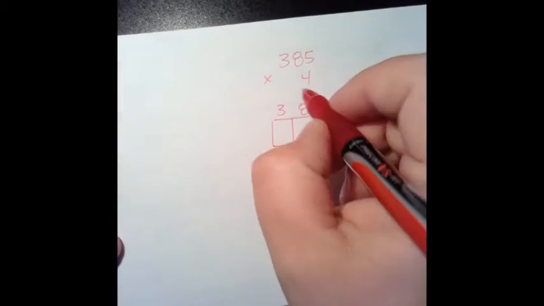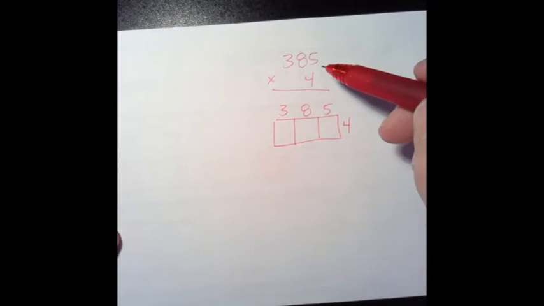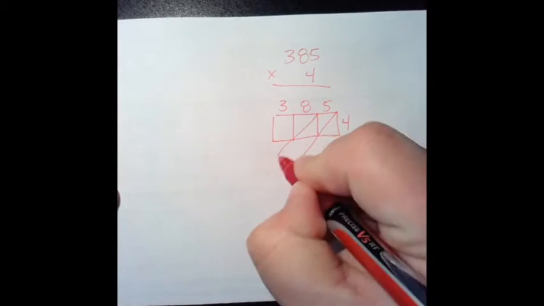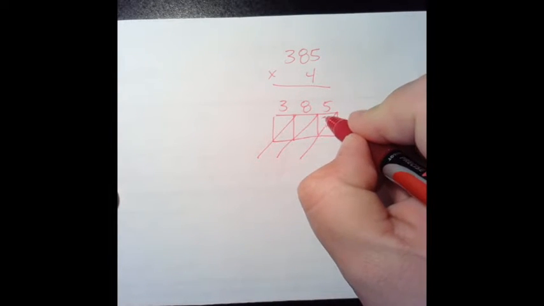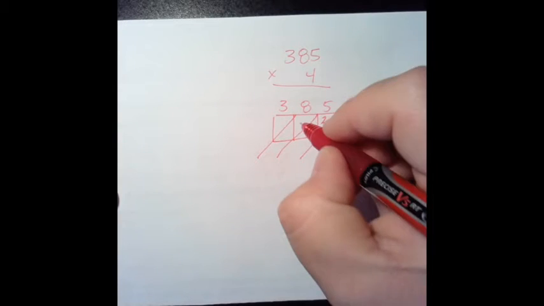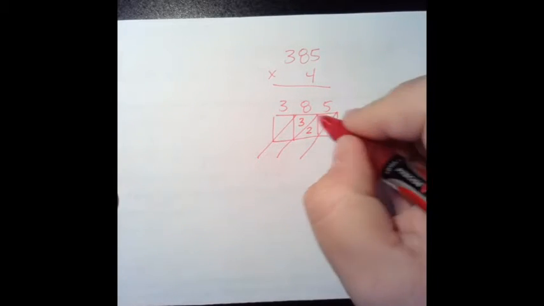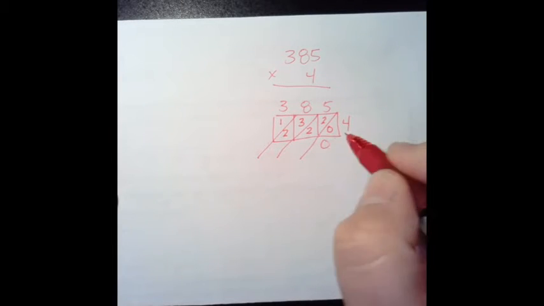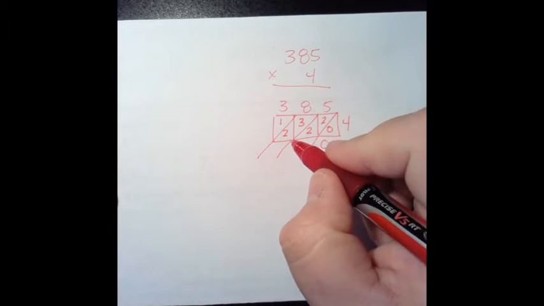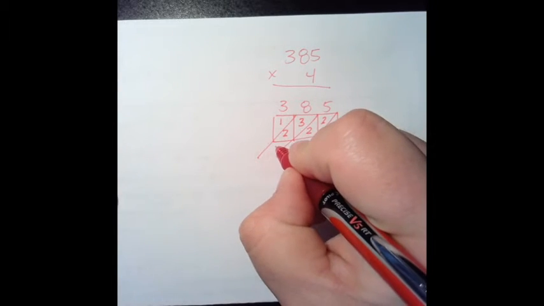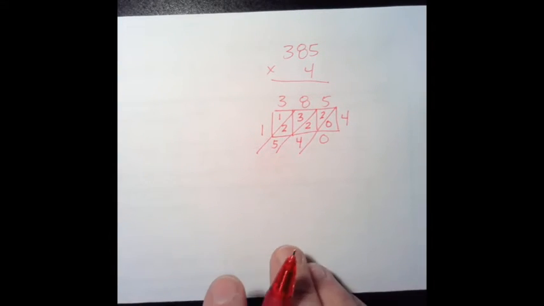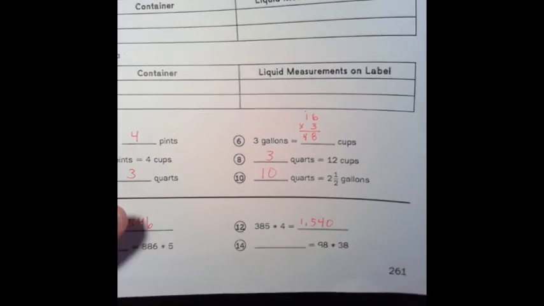And for number 12, we're going to do a lattice. So that's 385 times 4. I went ahead and made my 3 by 1 array. Now I'm going to draw my diagonals, make the lattice. 5 times 4 is 20. Put our 2 there and our 0 here. 8 times 4 is 32. So put my 3 there and my 2 here. 3 times 4 is 12. Put my 1 there and my 2 here. Now we're going to add our diagonals. So we got a 0. 2 plus 2 is 4. 3 plus 2 is 5. And 1 and nothing is 1. So our answer is 1,540.